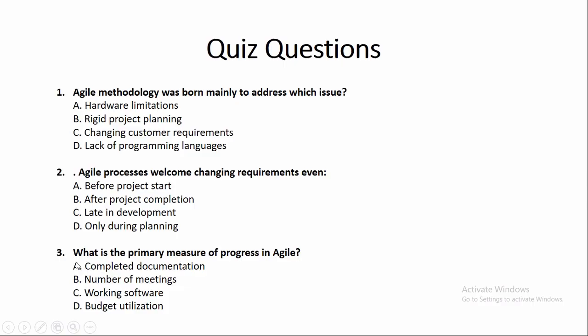Right. So third question is, what is the primary measure of progress in Agile? Options are completed documentation, number of meetings, working software, and budget utilization. Yes, so what will be the right answer? Any guesses? Working software is the primary measure of our Agile progress.